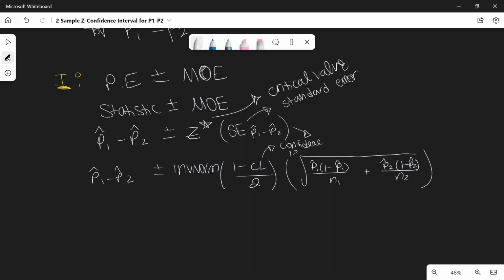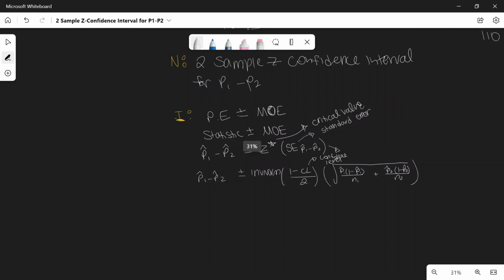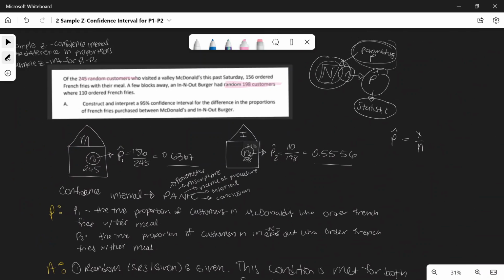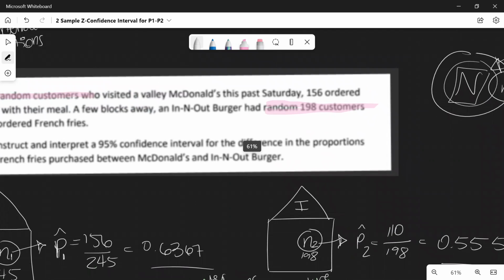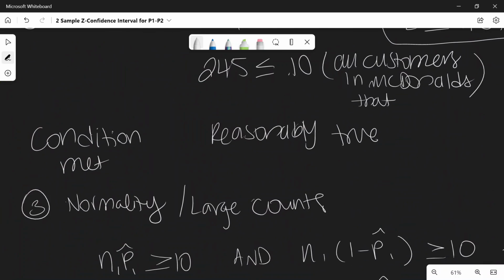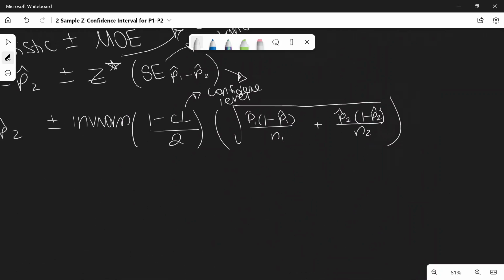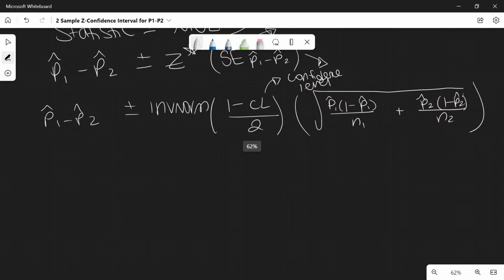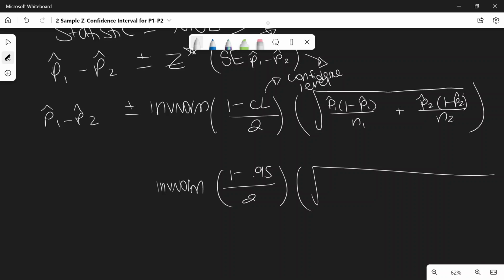Confidence. And you get this in the problem because it tells you how confident they want your interval to be. And they're telling you they want a 95% confidence interval. So 95% is your confidence level. And actually, when you're plugging it into the equation, you're going to put it as an actual proportion, which is 0.95. So your confidence level is going to be 0.95. So it's going to be 0.95, 1 minus that divided by 2, and then inverse norm. And then we're going to plug in these numbers also.